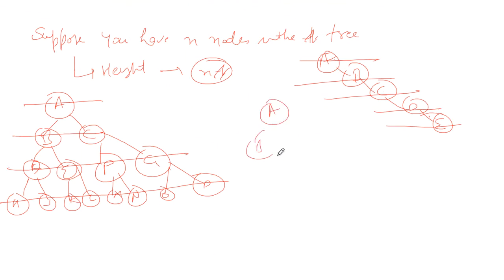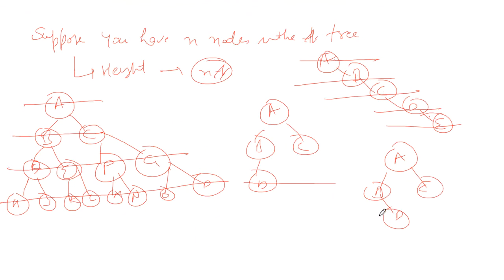As for example, this is also a complete binary tree. This level is not filled, which is fine. All levels except the last level need to be filled. So every level except the last level is filled, and nodes are as left as possible in the last level. This is not a complete binary tree, because the nodes in the last level are not as left as they can be. It needs to be here.